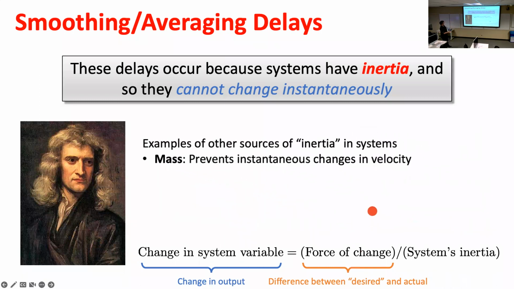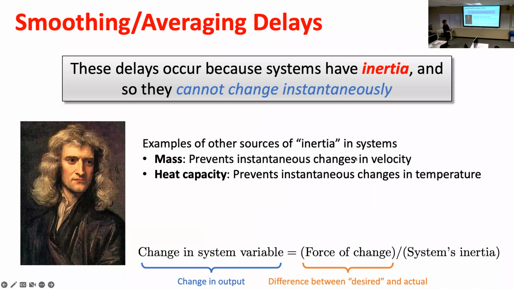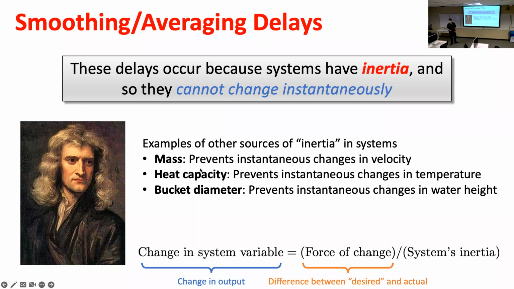I've got mass here as our physical example, but we can think of another physical example, heat capacity. Water has a high heat capacity, which means that if I put water on a stove, it takes a while for the water's temperature to change. Likewise, when I turn the stove off, it takes a while for that water to cool down. Compare that to air. Very quickly, air can heat up, and very quickly, air can cool back down. It doesn't have a high heat capacity. So mass is one example of inertia. Heat capacity is another example of inertia. Something like bucket diameter is another example of inertia.